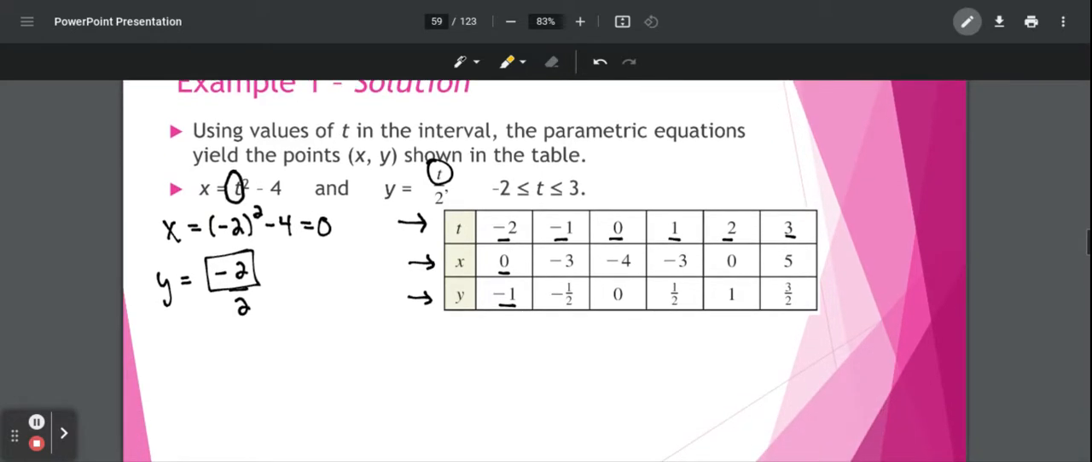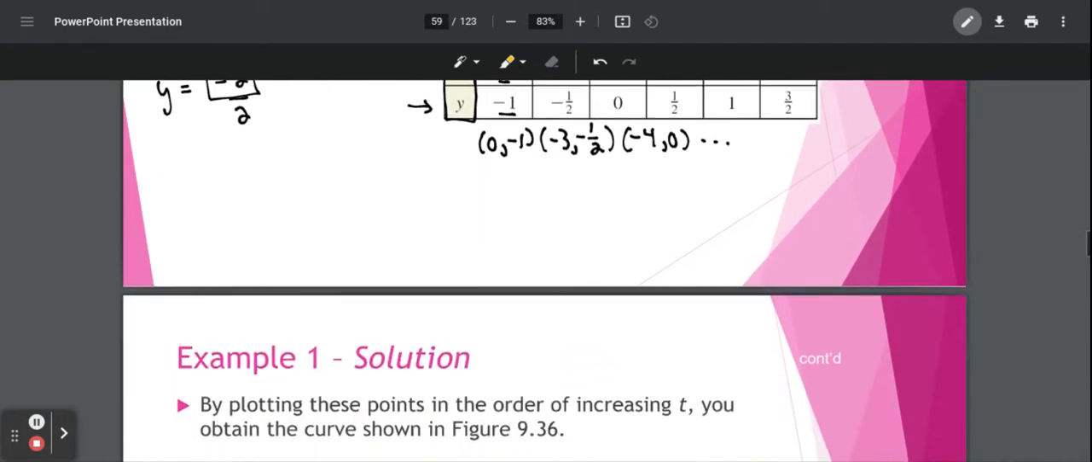And so then the next step is these x and y coordinates here are really just points on your graph. So if we were graphing these points, this would graph as the point 0, -1, since x is 0, y is -1. And then the point -3, -1/2. And then we could graph the point -4, 0, right? And we could go on. So the x and y still stay the same as points.